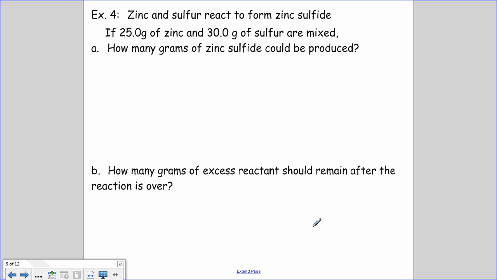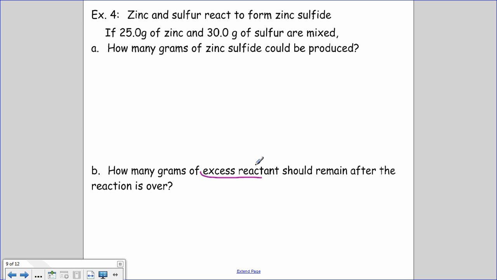Okay, last problem. We've got a question that's going to allow us to write some formulas. Zinc and sulfur react to form zinc sulfide. If 25.0 grams of zinc and 30.0 grams of sulfur are mixed, how many grams of zinc sulfide should be produced? How many grams of excess reactant should remain after?